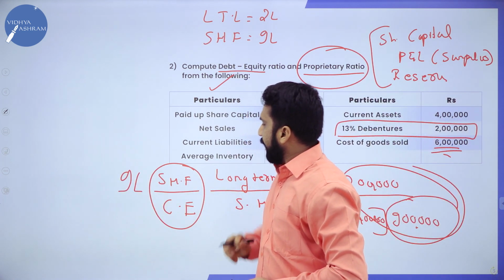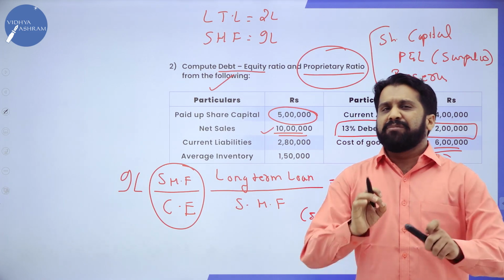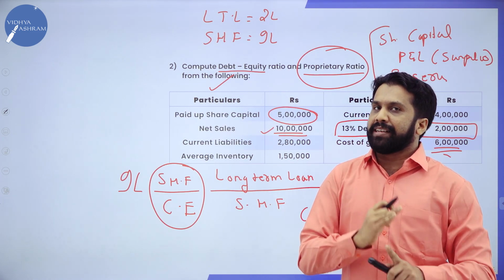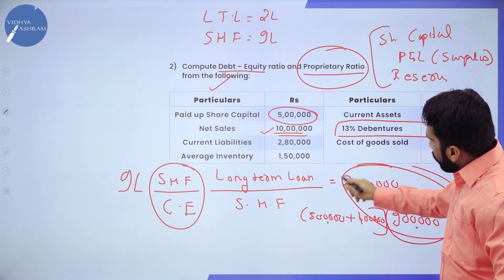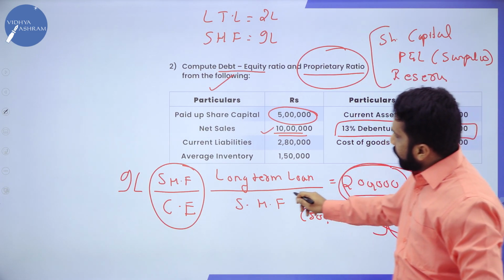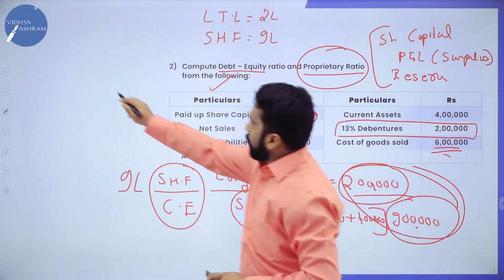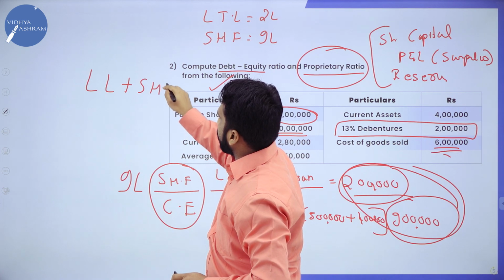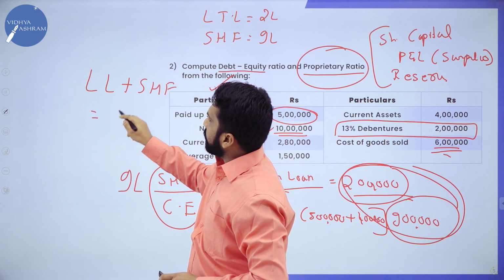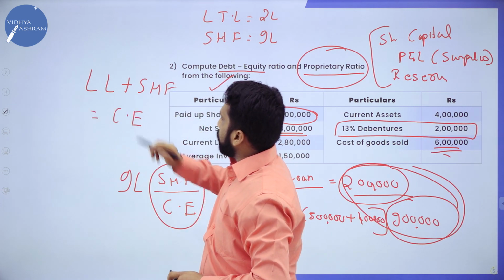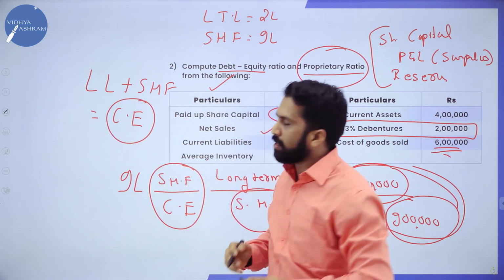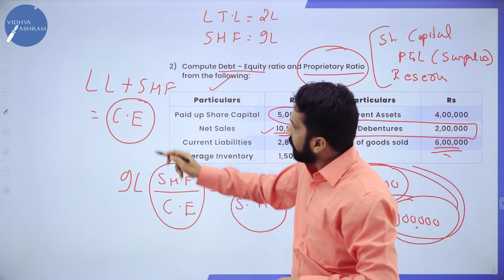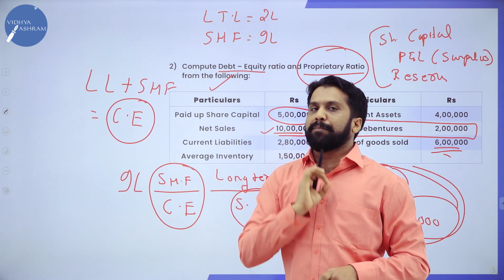9 lakh. Capital employed. Very simple to calculate capital employed. How to calculate means your long-term loan and shareholders fund. Your long-term loan plus shareholders fund is called capital employed. Again I'll repeat, your long-term loan plus shareholders fund is called capital employed.